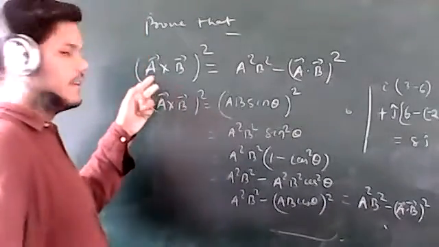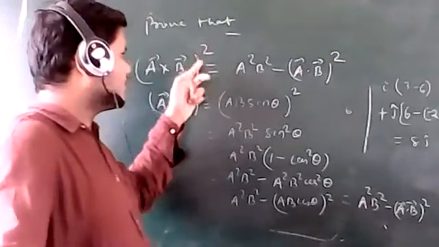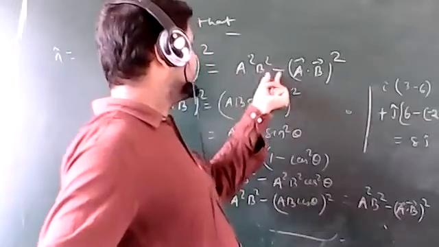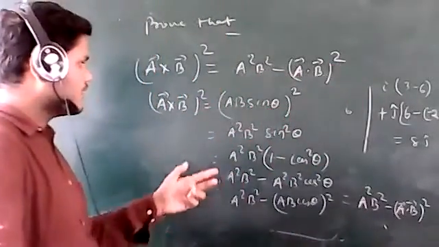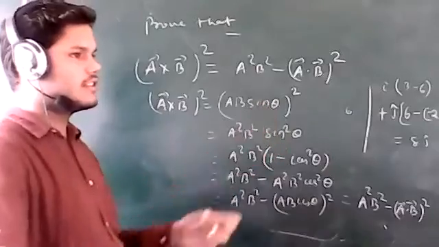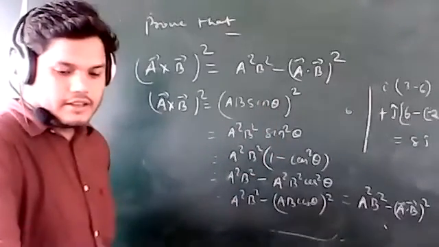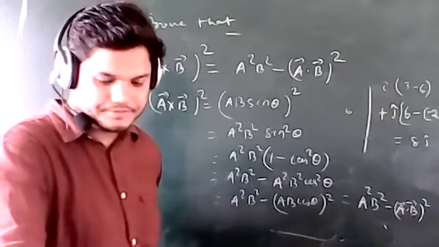This is the proof. LHS is given as A cross B magnitude whole square, and that equals A square B square minus A dot B whole square. So you can prove it like this: in place of sin theta, you can change it into cos theta by 1 minus cos square theta. Okay, got it? So do another question.